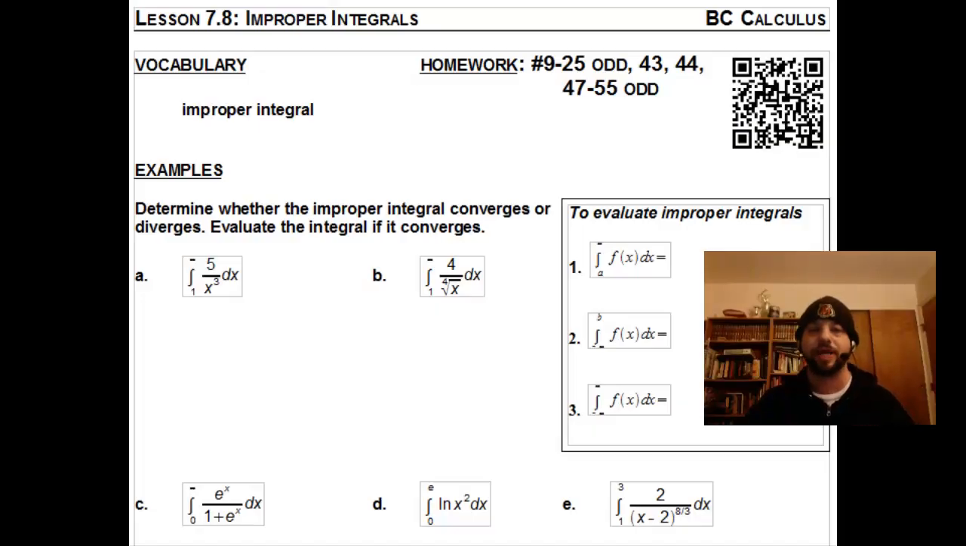In Lesson 7.8, Improper Integrals, we're going to examine what happens when we evaluate integrals that have some kind of discontinuities, such as vertical asymptotes, or what happens when we evaluate integrals off to infinity or negative infinity, where we can't cleanly use the fundamental theorem of calculus. Before we begin our study of improper integrals, let's take a look at 3 examples of them and how to properly evaluate them.